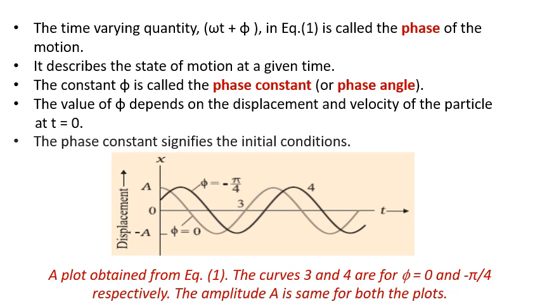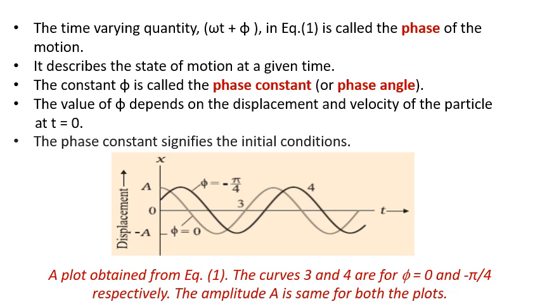The time varying quantity omega t plus phi in equation 1 is called the phase of the motion, and it describes the state of motion at a given time. The constant phi is called the phase constant or the phase angle. The value of phi depends on the displacement and velocity of the particle at t equals 0. The phase constant signifies the initial conditions.